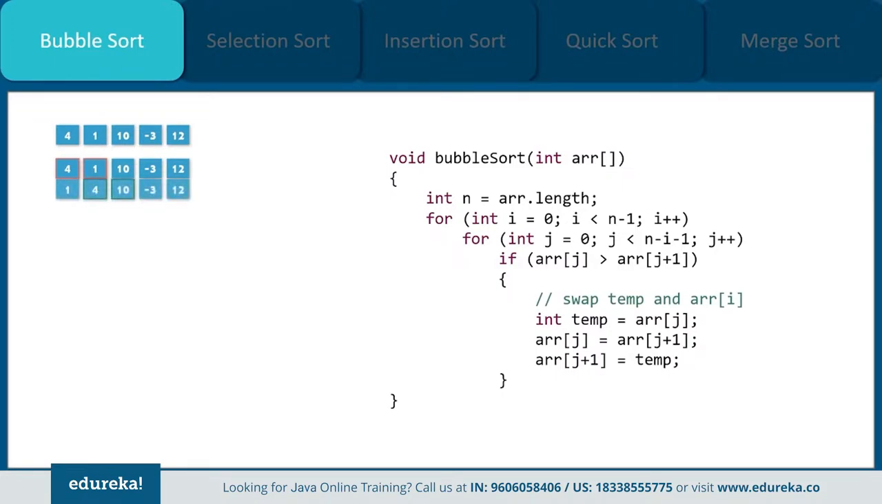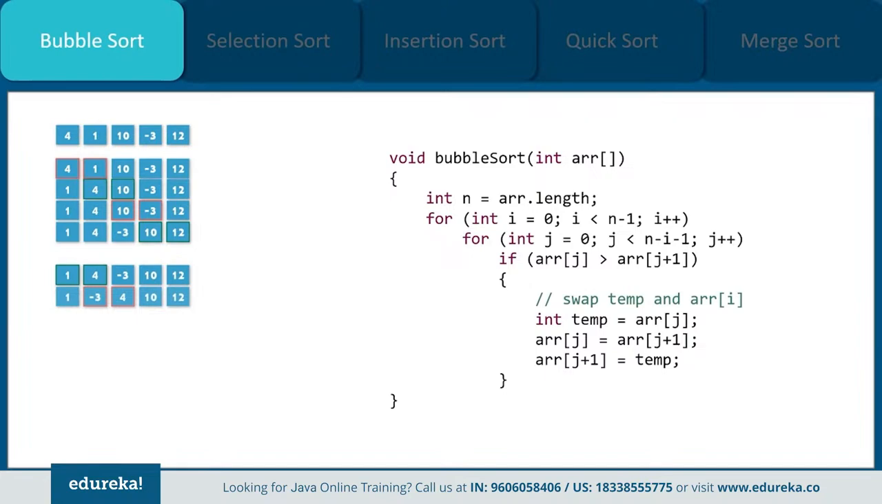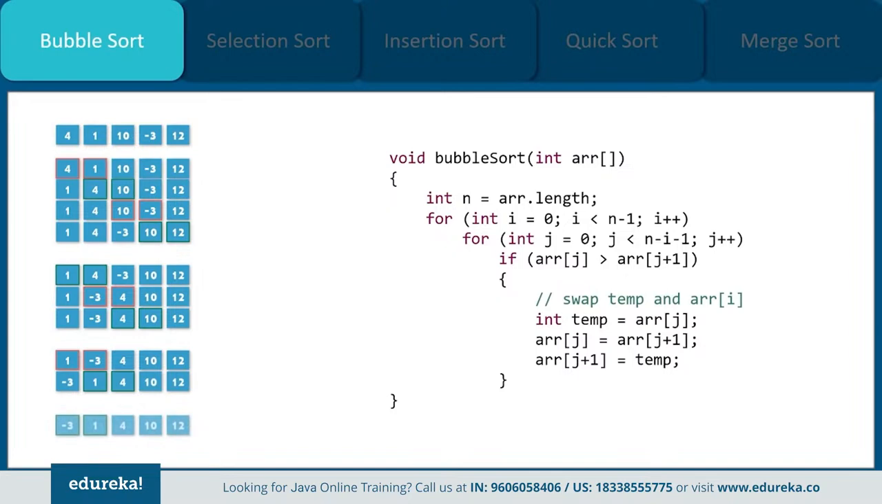Next we compare 4 and 10. That will pass because 4 is less than 10. Then we move on to the next adjacent elements, 10 and minus 3. When we compare them, we find that minus 3 is the smaller one, so we swap them. In the same way, when we compare 10 and 12, it's perfectly fine, so we pass. In the next iteration, we begin again from the start. Now we see minus 3 and 4 have been swapped, and thereafter we compare 4 and 10. Finally, the last iteration, and so on and so forth, will sort the array.